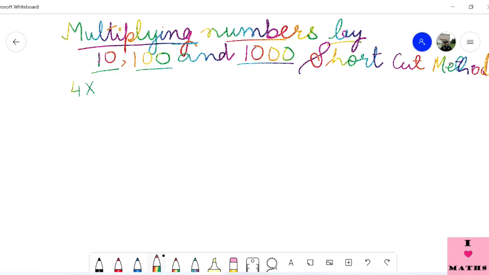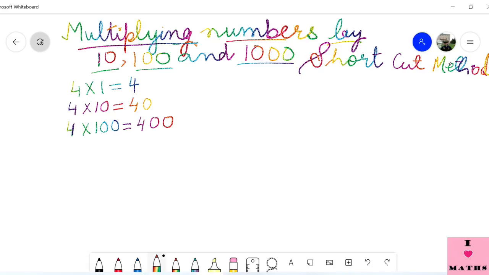4 into 1. Everybody knows 4 ones is 4. 4 into 10. I'm sure all of you know 4 tens is 40. 4 into 100. Many of you know the table of 100 also. 4 into 100 is 400.